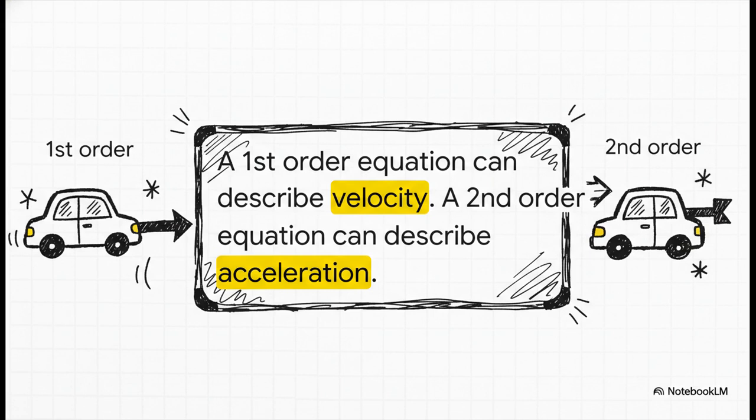A first-order equation, that can describe a car's velocity, how fast its position is changing. But what if you want to talk about its acceleration? That's the change in velocity. For that, you need a second-order equation. See? More order just means more detail about what's changing.